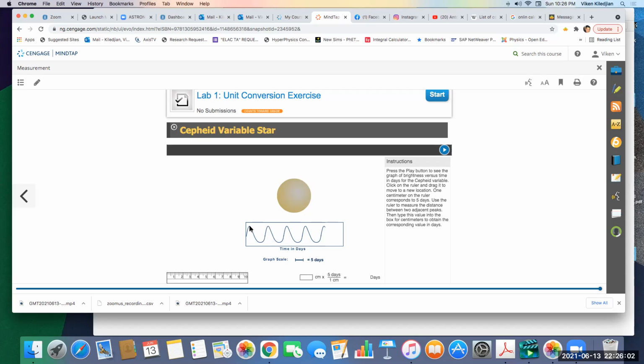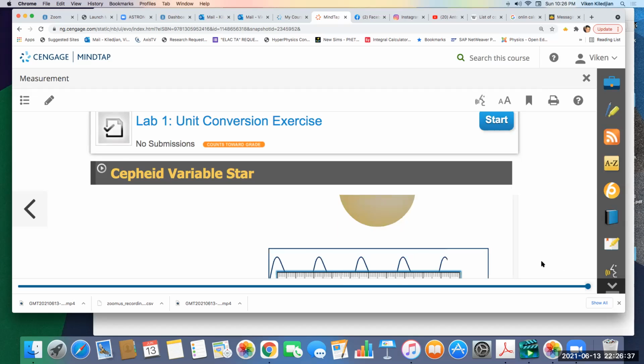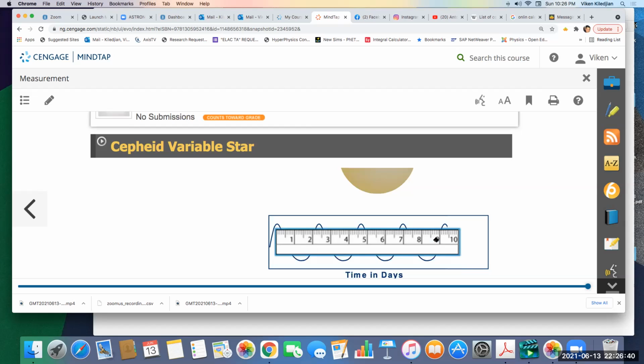So we want to know how many days it takes from one bright to the next bright, or from one dim to the next dim. But the problem with the dim part is that the trough is kind of wider. It's hard to tell where the middle of that is. So I'm going to focus on the top one, the brightest part, because it's a sharper peak. So then I'm going to take this ruler, go over there, now zoom in on it. Control plus, zooms in. So then zoom in, you see there.